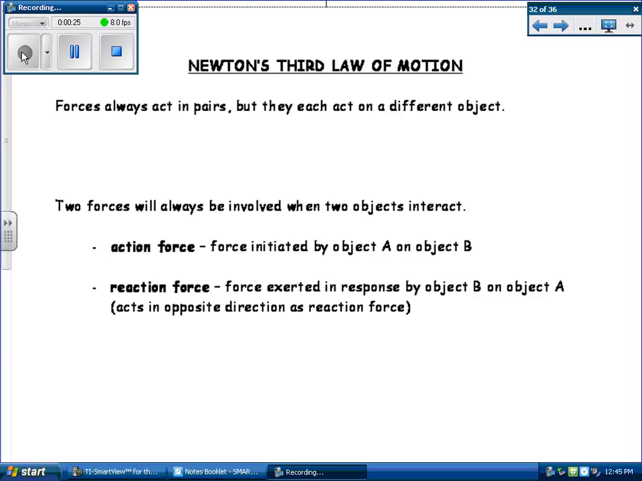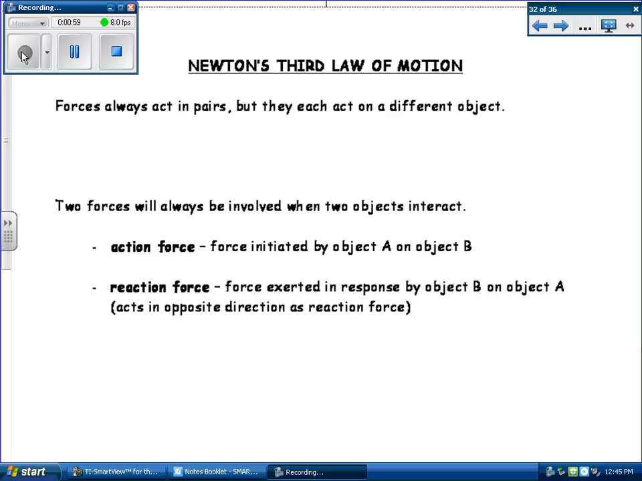When they act in pairs, for every force there's another force that acts against it, and those forces are acting on different objects. So everything we've done so far with free body diagrams has been looking at all the forces acting on one object. Now we're going to look at when there's a force acting on one object, what's the opposite force to that? They always act in pairs, but they act on different objects. Two forces will always be involved when two objects interact.